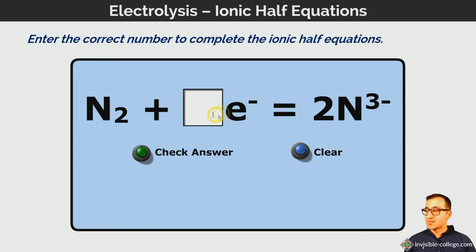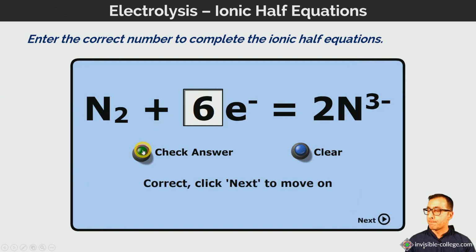All right, so the general consensus seems to be 6. So let's see if you're right. Yes. So the way that you can think of half equations like this one is just like a regular chemical equation, the number of atoms of each element must balance on the left and the right. So we can see here on the left we have one molecule of nitrogen gas containing 2 nitrogen atoms chemically bonded together. On the right hand side we have 2 separate N3 minus ions.